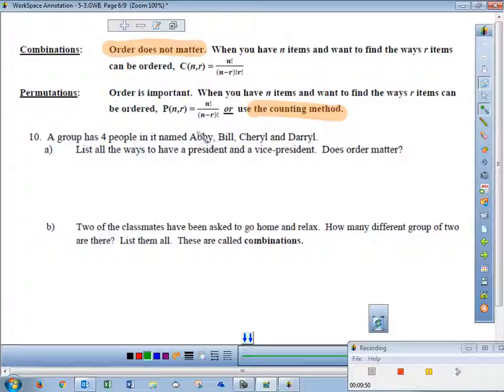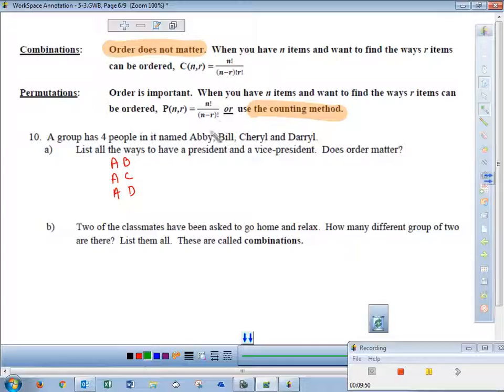A group has 4 people in it: Abby, Bill, Cheryl, and Daryl. List all the ways to have a president and a vice president, and we'll see if order matters. So let's just pick on the president first. Let's just go in a nice sequential order, where Abby's going to be the president. So we can obviously abbreviate the names A, B, C, and D since they start with that. Let's say Abby's the president. Now who could be her vice president? Well, Bill. Well, it could also be that Cheryl was the vice president, and it could also be that Daryl was the vice president, right? So there's 3 combos right there, just if Abby is the president.